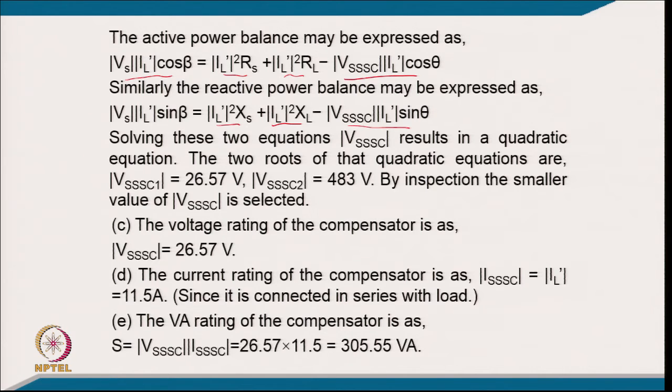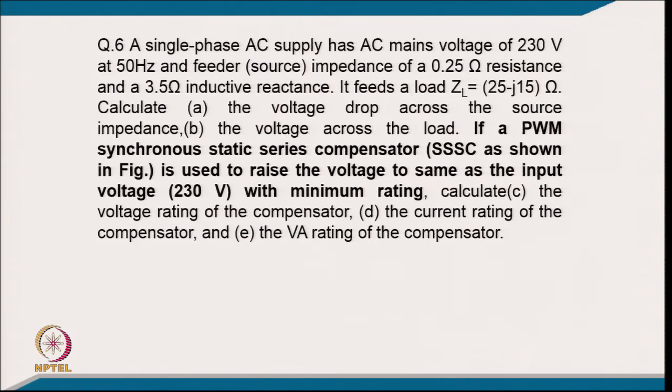Solving these equations, we get the VSC result in a quadratic equation. There are two roots for this. We get the minimum value of 26.57, and another value comes to 483, which is not a practical value. So, by inspection the smaller value is selected, and the voltage rating of the compensator is 26.57. The current rating of the compensator is the same as the load current rating, 11.5 ampere, and the VA rating is the injected voltage multiplied by the current, and that comes to 305.55 volt ampere.